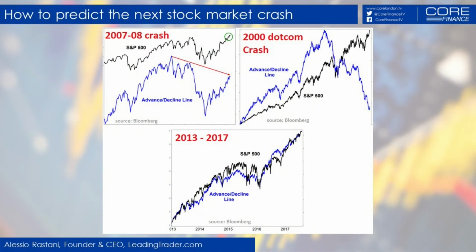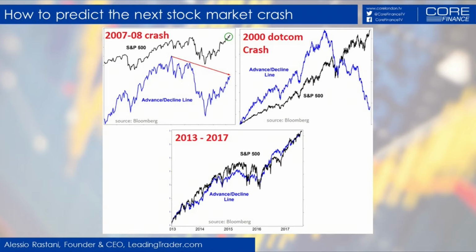But I do want to share with your viewers some important tools that you can use to identify potential market bottoms and crashes. One of them is something that maybe people haven't really paid attention to. It's called the advanced decline line. If you take a look at these 3 charts, I've got the 2007-2008 crash at the top left, the 2000 dot-com crash at the top right, and where we are right now between 2013 and 2017. The blue line on the chart is the advanced decline line, which is a market breadth indicator showing the health of the market, and the black line is the S&P.